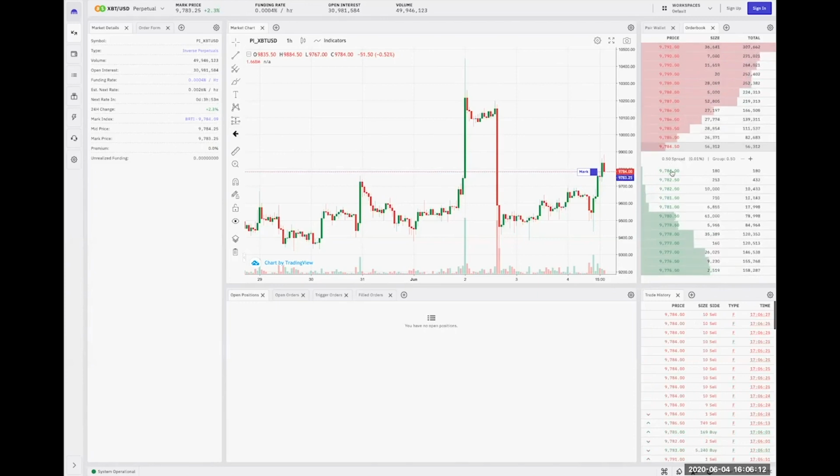Halfway between the best bid, which is the best bidding price, and the best ask, which is the best ask price, is what's called the mid price. So it's halfway between best bid and best ask.